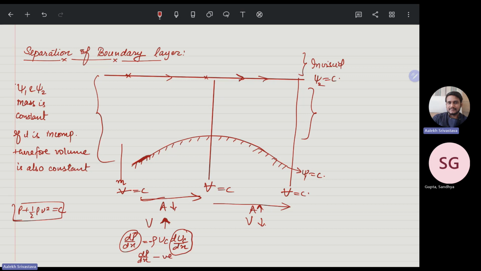This term is negative, and on the right hand side, this dp by dx is positive. Why? Because your velocity is decreasing with respect to x, so it is negative, and negative means positive. Now here you have a larger pressure gradient, here you have a smaller pressure gradient. Therefore, the flow will happen from this side to this side.